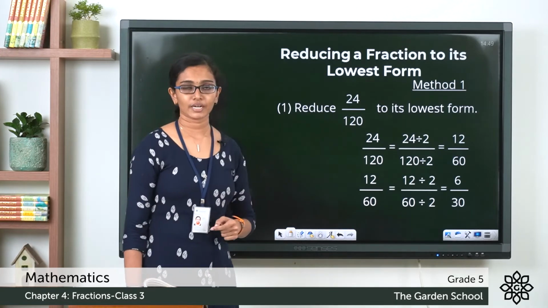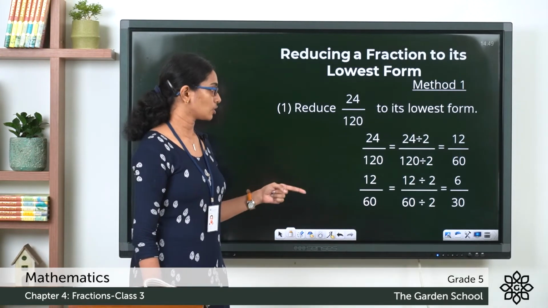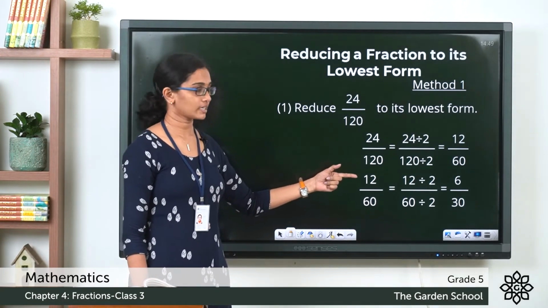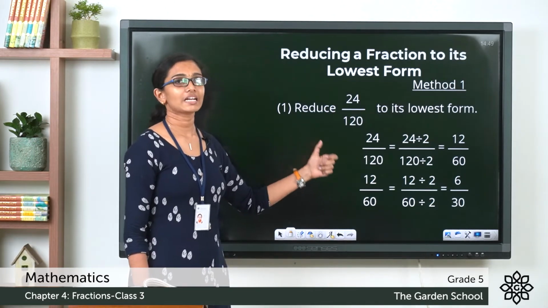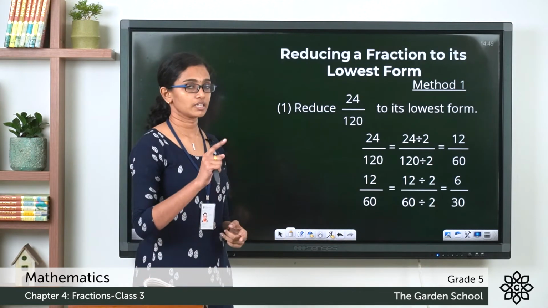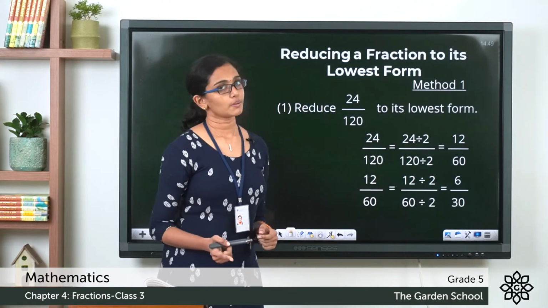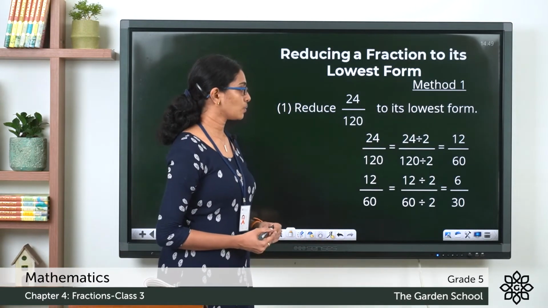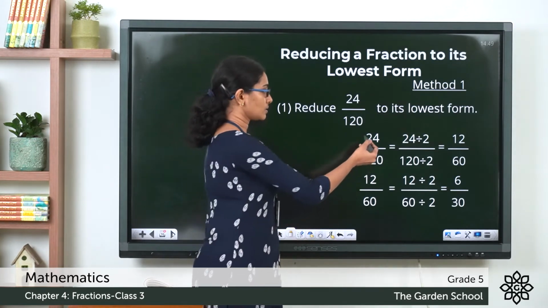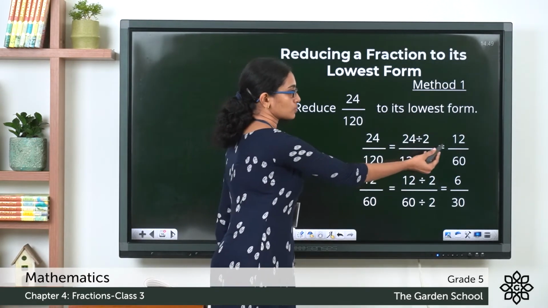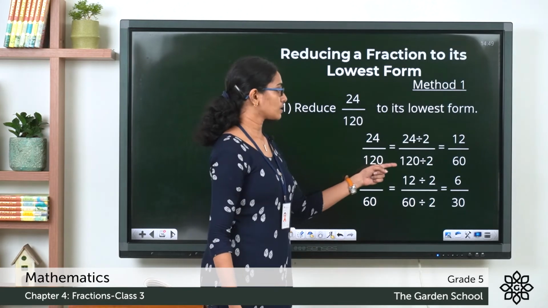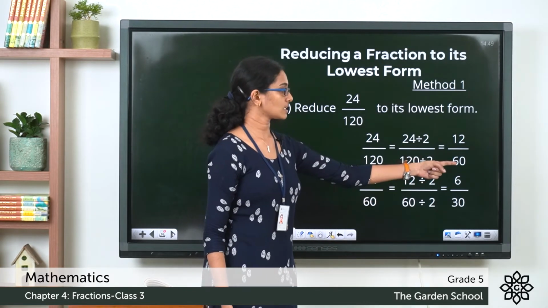We find a common factor for the numerator and denominator. We divide it with the common factor and repeat the process until we get a common factor that is only 1. So, since both these numbers are divisible by 2, I'm going to divide both the numbers with 2 first. So, dividing 24 by 2 gives what? Gives 12, and 120 divided by 2 gives you 60.